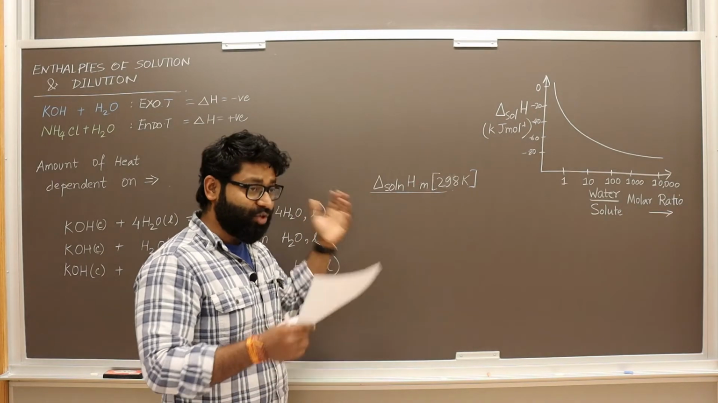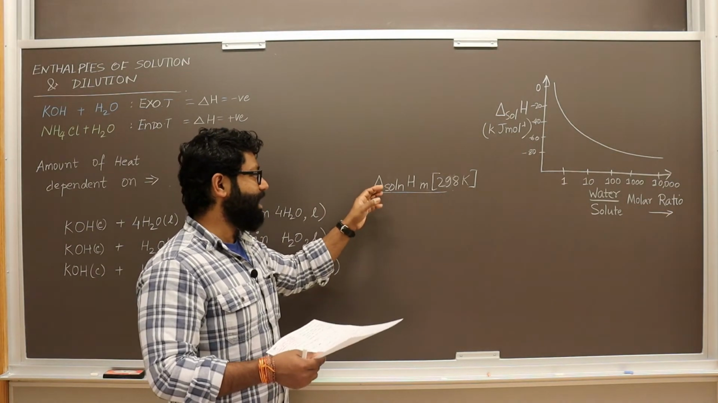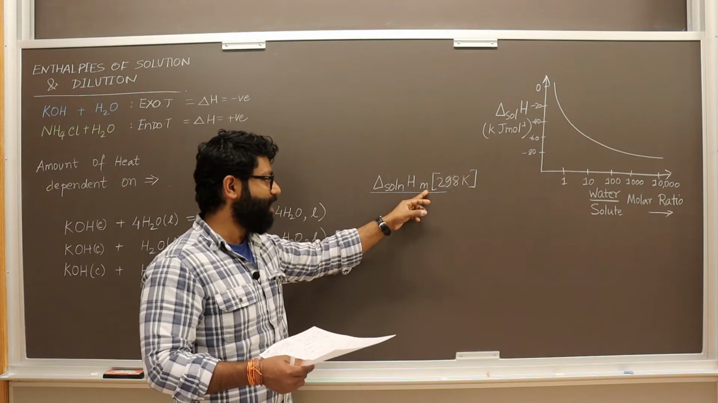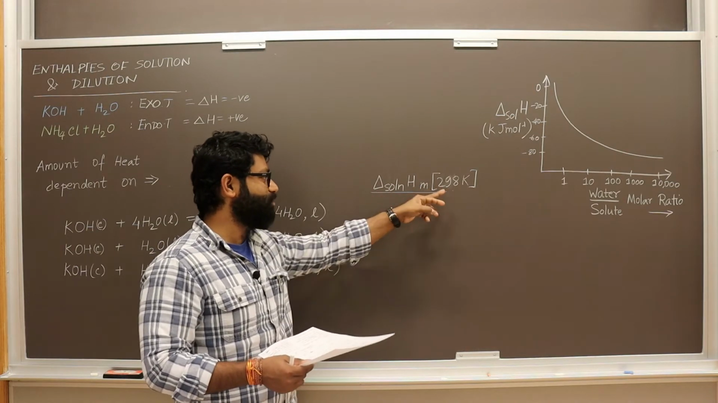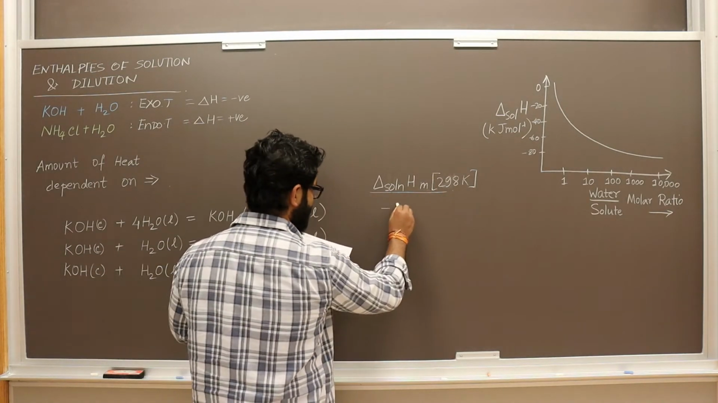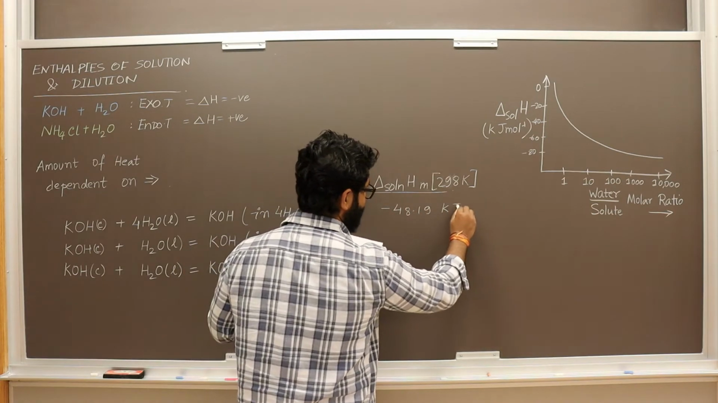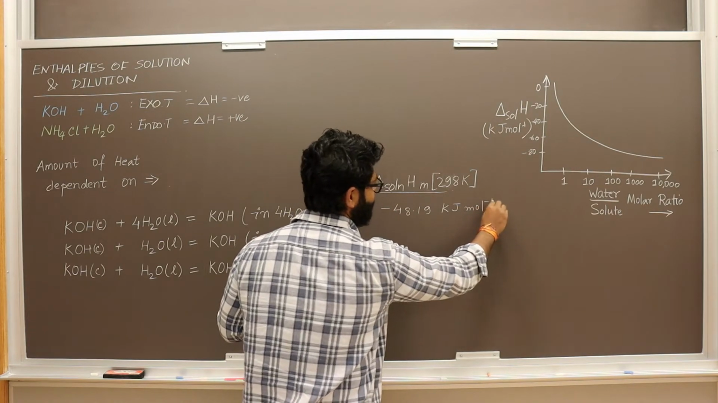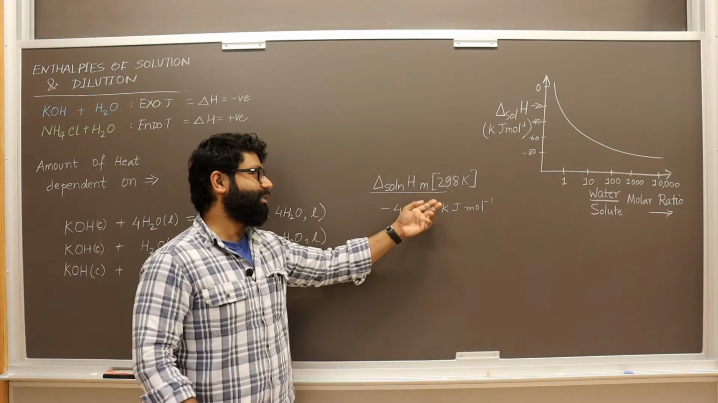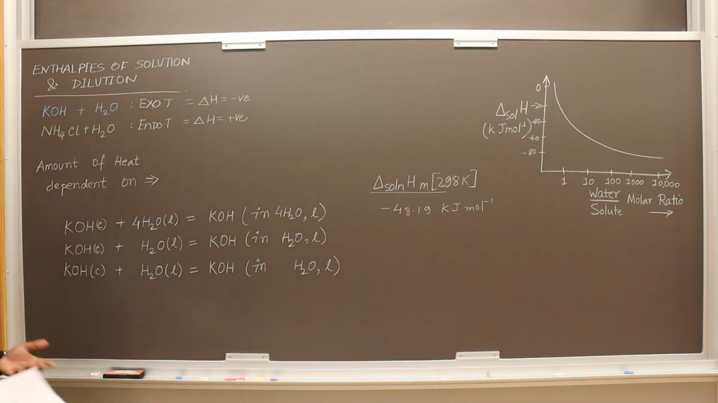You're dissolving KOH in water, which is why we have a solution symbol here. The amount of heat released when 1 mole of potassium hydroxide is dissolved at 298 Kelvin in 4 moles of water turns out to be minus 48.19 kilojoules per mole. You are basically dissolving 1 mole of potassium hydroxide. This is nothing very spectacular in itself. You dissolved potassium hydroxide, and it released some heat.